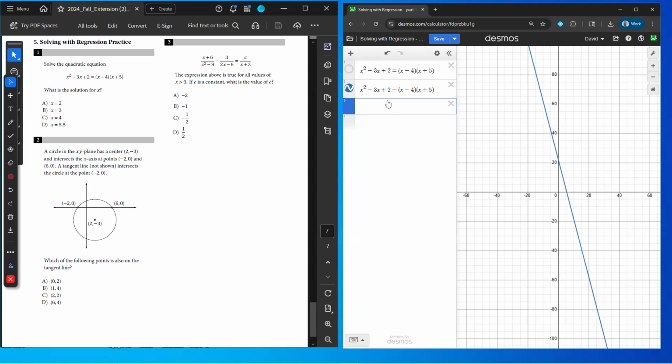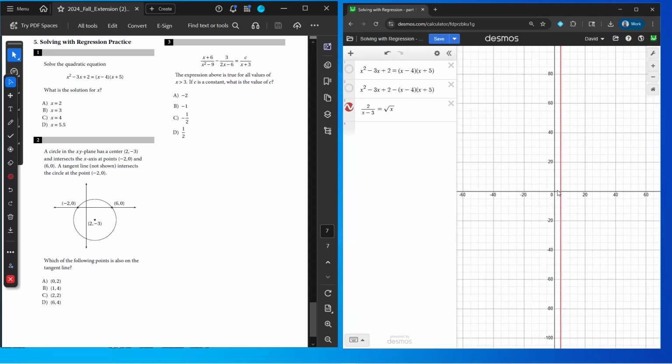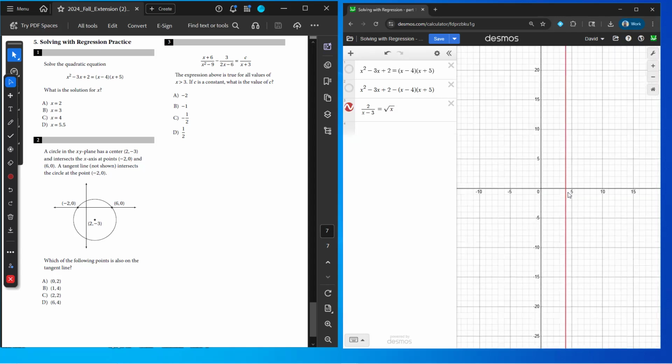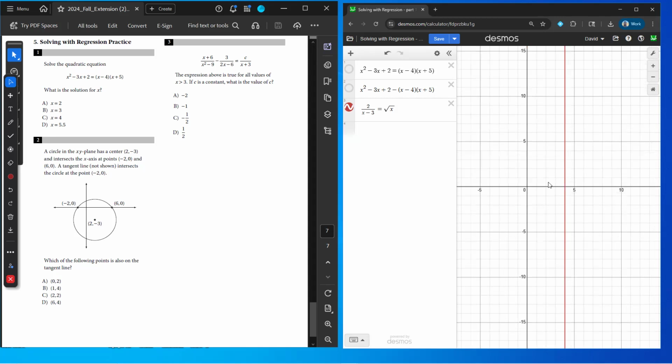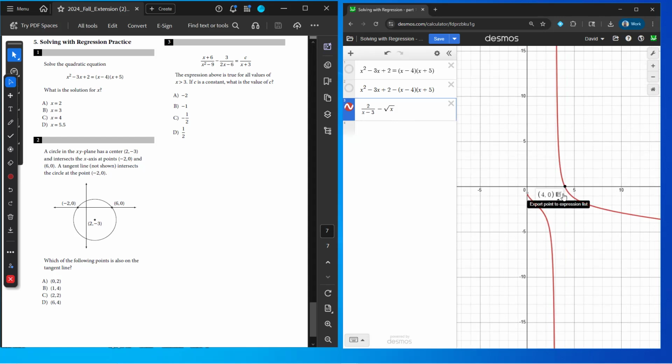So if we did 2 divided by x minus 3 is equal to square root x like that. Turn off the blue. Like you can see that I can't click on that dot. So I can guess what the number is. It seems like it's around 4, right? But I can't see what it is. But if I instead subtract it, now I focus on when it's 0 and I can get the value over. So definitely if you're having trouble with Desmos not working as you expect, this might help you get the right answer.